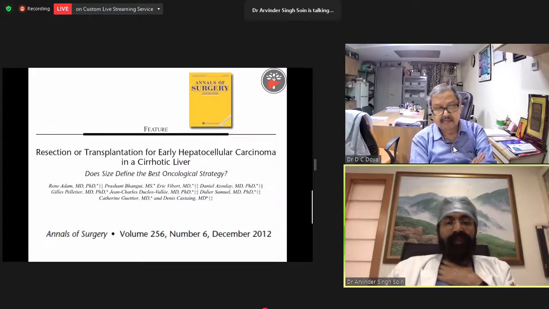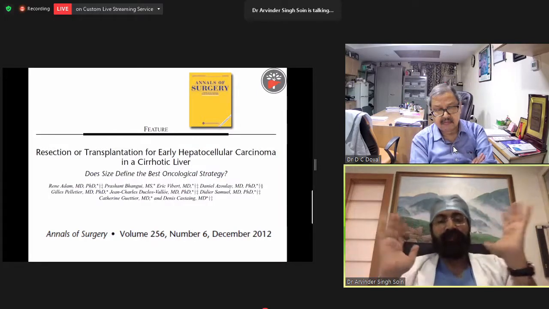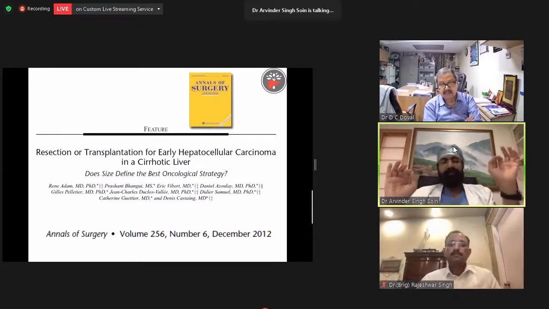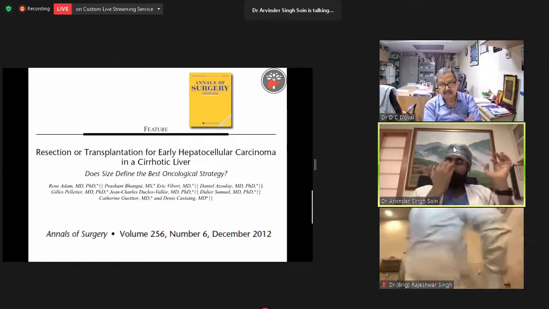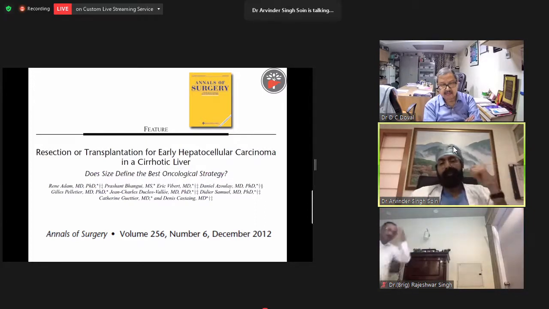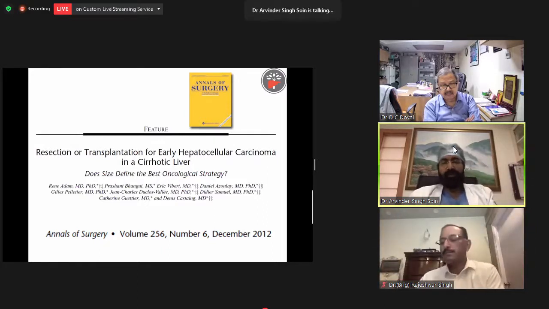Now, resection or primary transplant. If you have a tumor which is, let's say, 3 to 5 centimeters, single tumor, Child's A patient, 3 to 5 centimeters, should they have resection or transplant? A lot of people do resection, I've done resection many times, but then it depends on what the patient wants, their finances, the availability of donors, and so on.